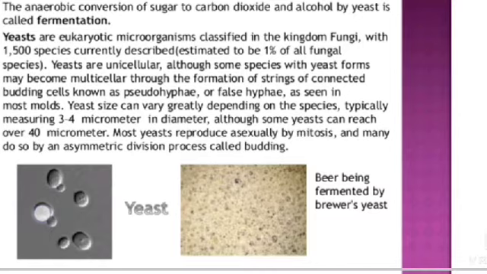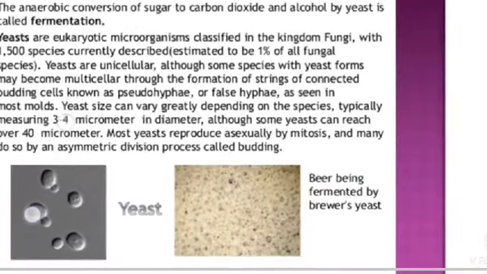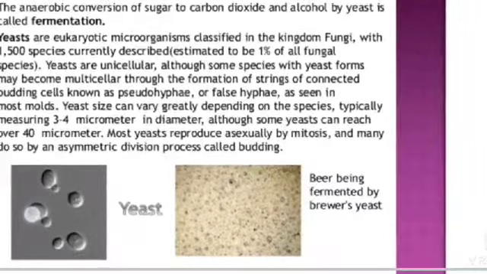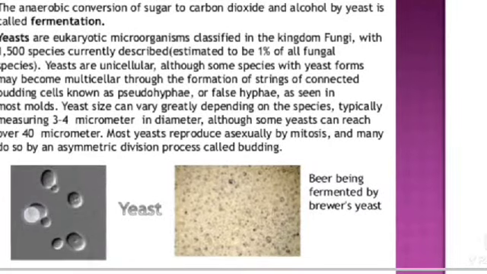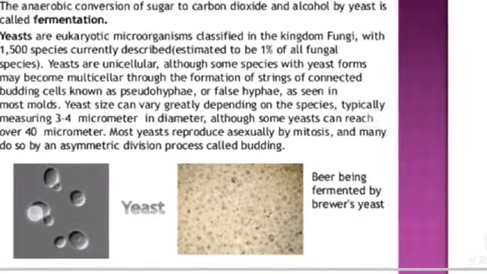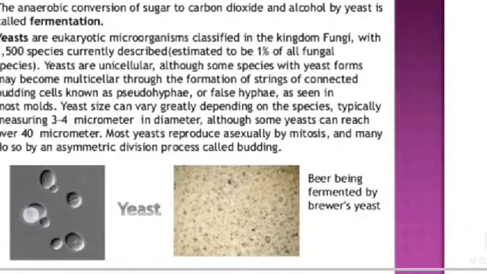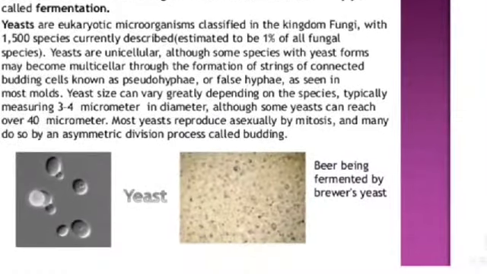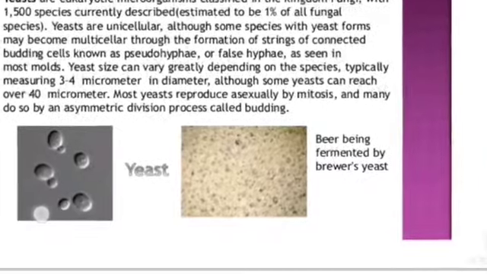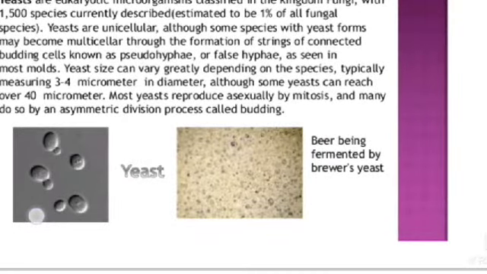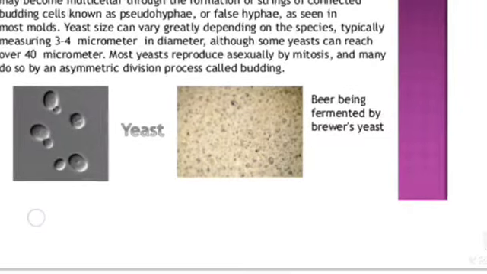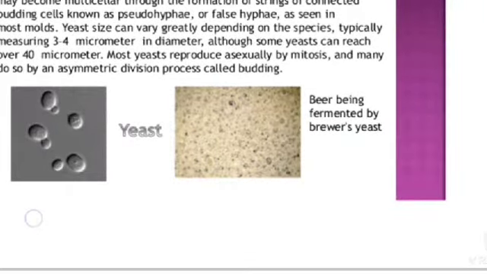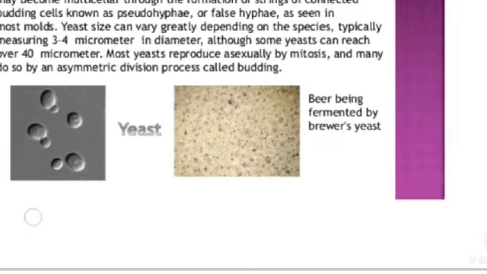Yeast size can vary greatly depending on the species, typically measuring 3 to 4 micrometers in diameter, although some yeast can reach over 40 micrometers. Most yeasts reproduce asexually by mitosis, and many do so by an asymmetric division process called budding. See the yeast picture, beer being formed by brewer's yeast.